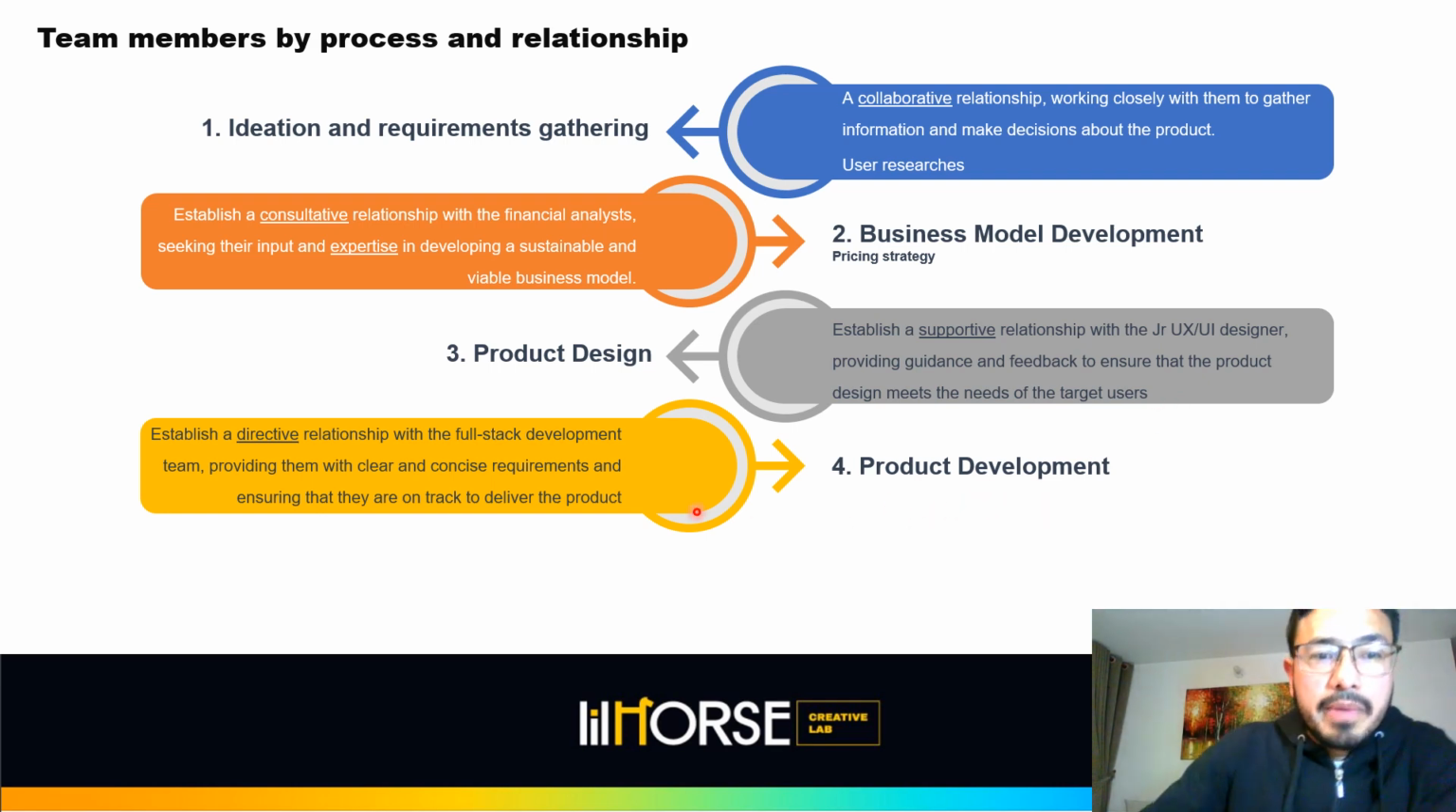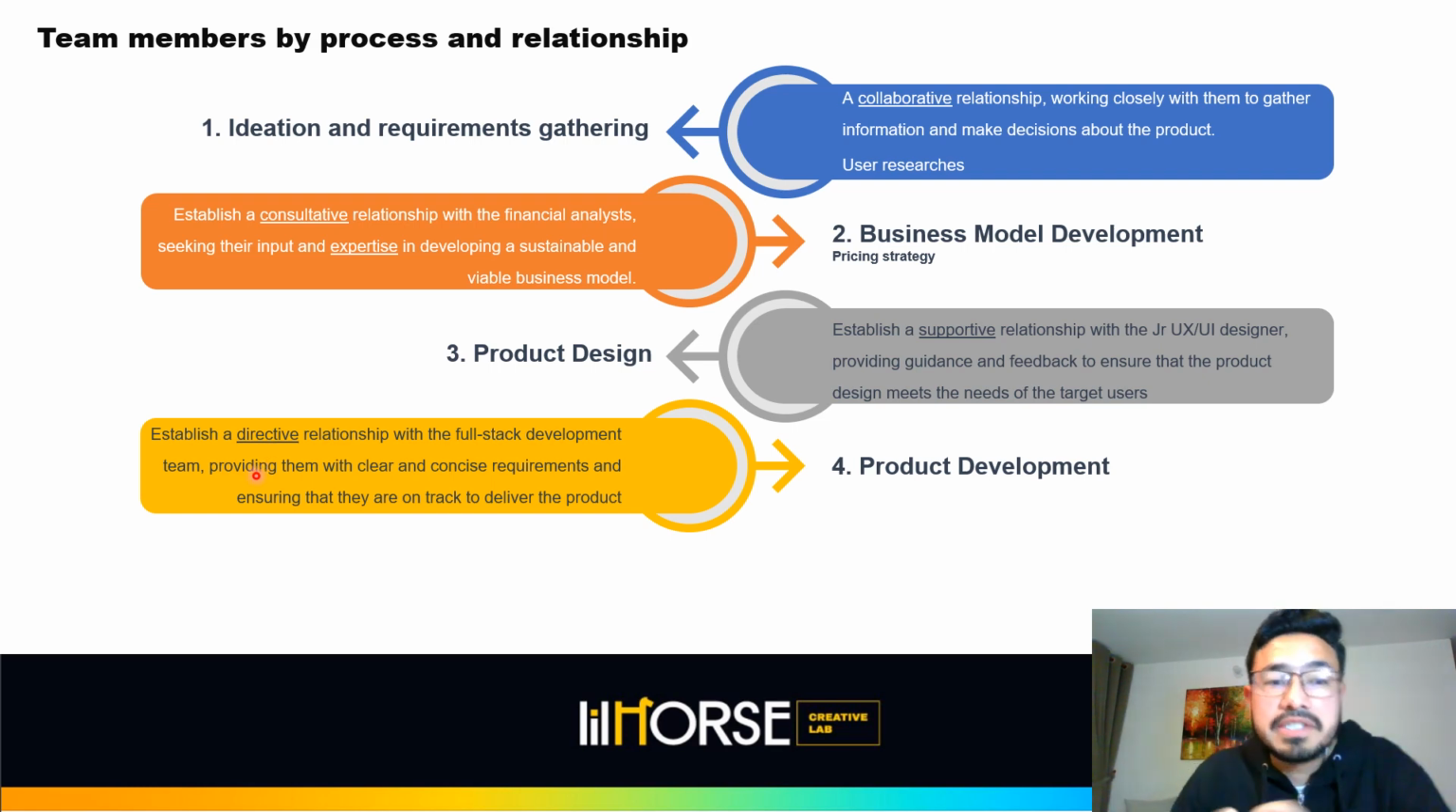The other part is the product development. In this case, you establish a direct relationship with the full stack. I think it's the best way. So you need to, for example, assure that they are on track to deliver the product. In this part of the process, as a product manager or maybe as a product owner, depending on the role you are developing, you need to stay focused on the features that you prioritize, okay, and talk with the product development team, or at least with the lead.